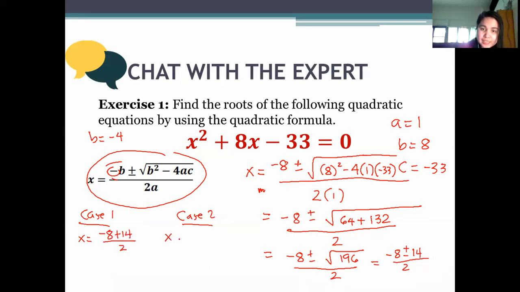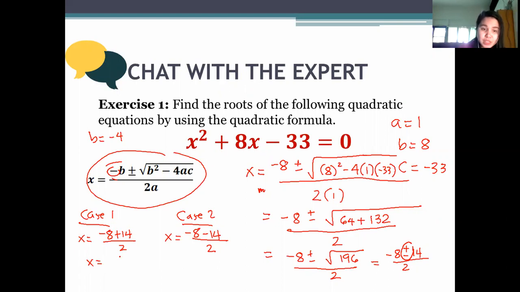The other is the negative. So negative 8 minus 14. Again, in case 1, we do plus 14. In case 2, we'll have negative 14 over 2. Why? Because that is plus and minus. Let's solve for case 1.